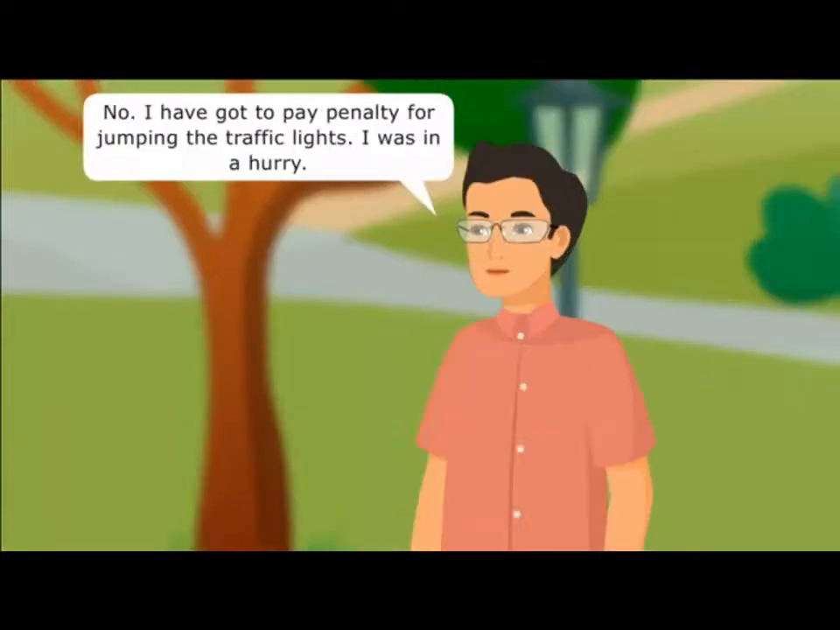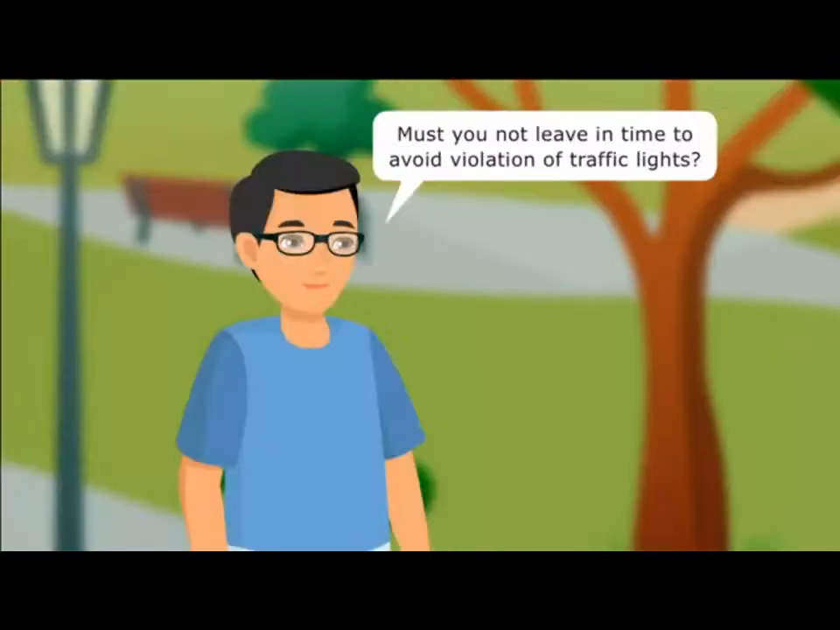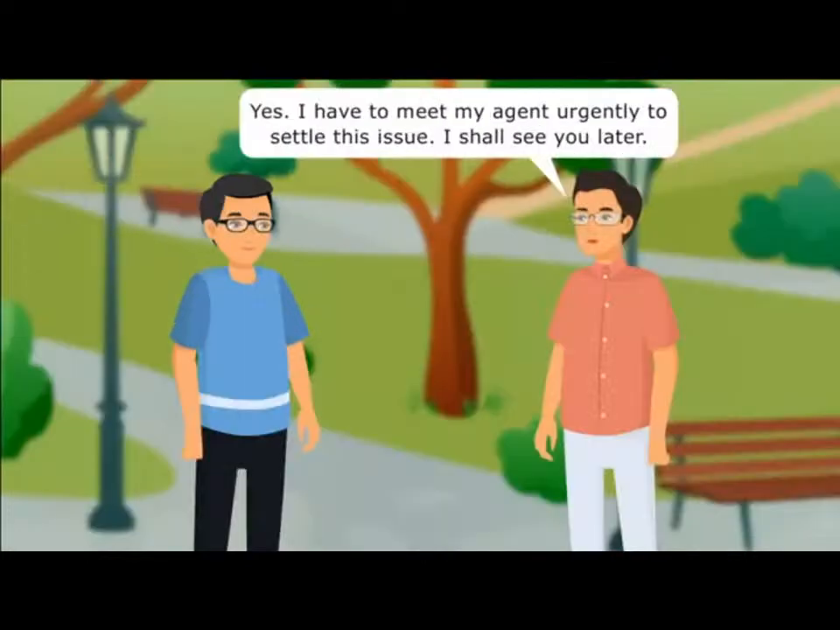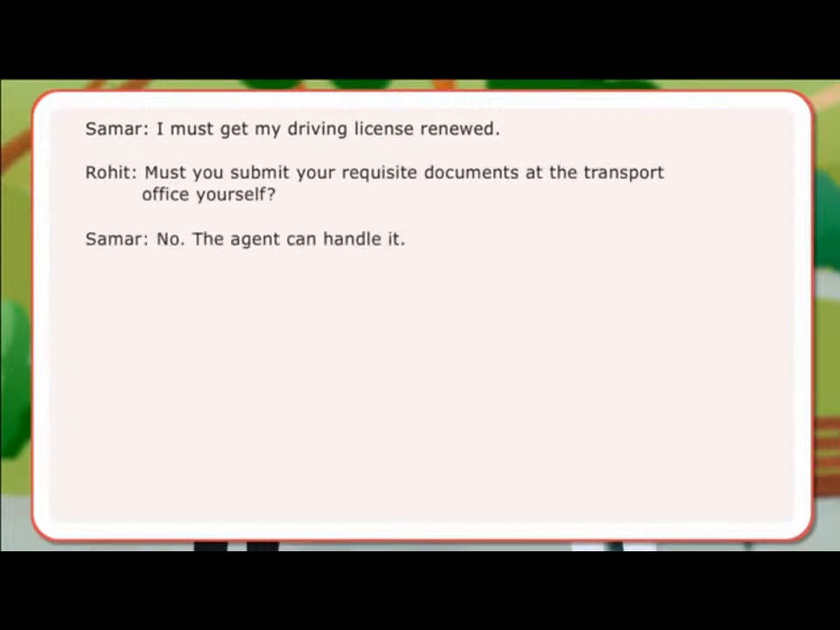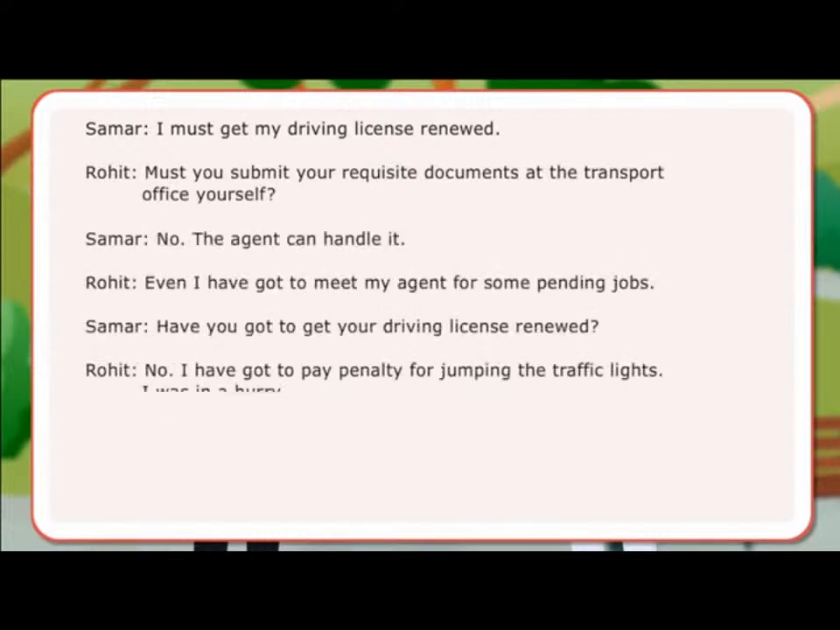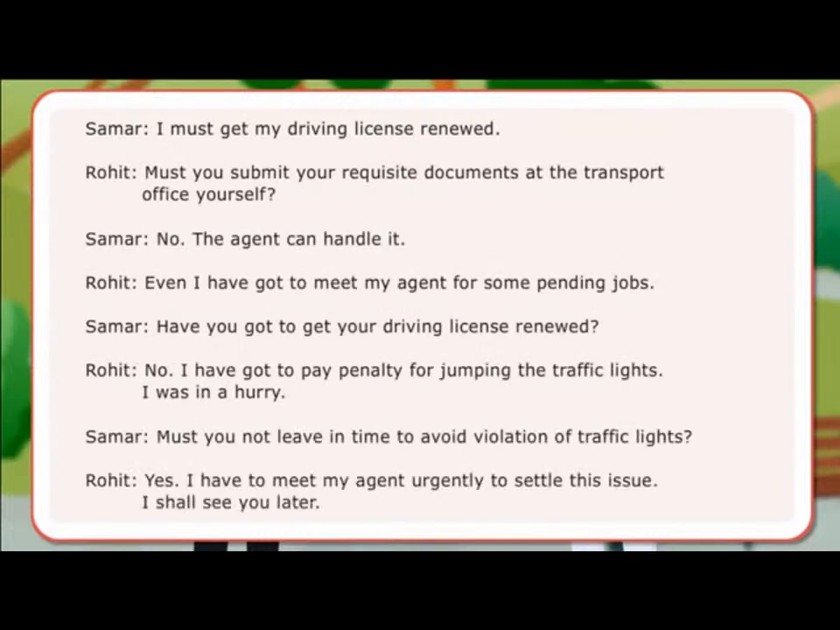No, I have got to pay penalty for jumping the traffic lights. I was in a hurry. Must you not leave in time to avoid violation of traffic lights? Yes, I have to meet my agent urgently to settle this issue. I shall see you later. The conversation between two friends uses modal verbs of necessity or obligation, must and have got to, in affirmative and interrogative forms.